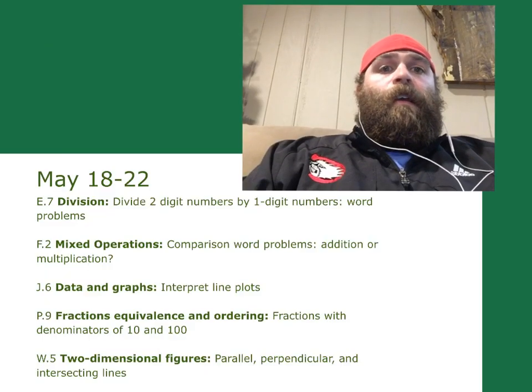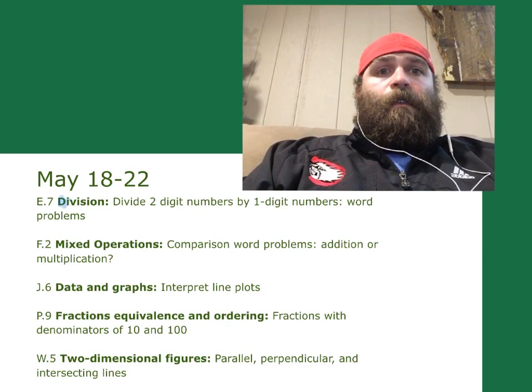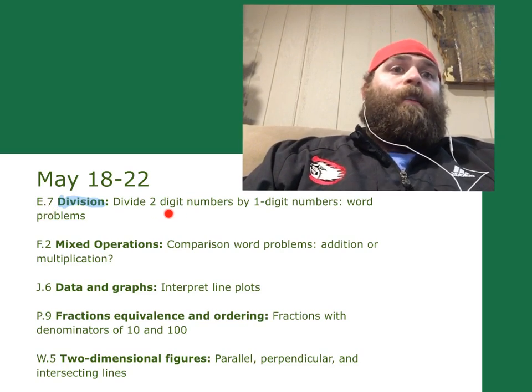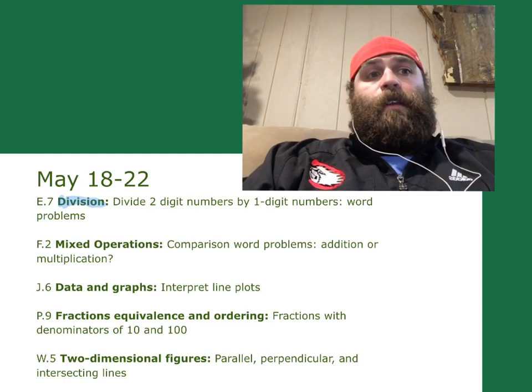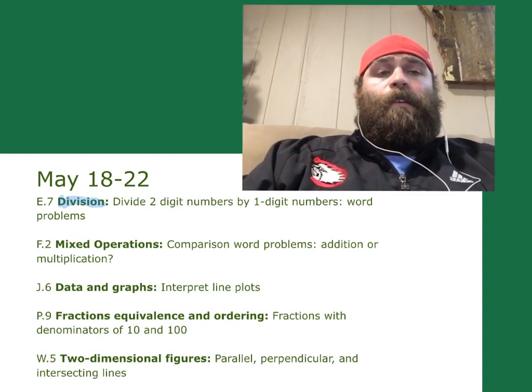So here they are. I tried to make this really simple, so you can see the division part, and you can see which one of division you need to do. It'll be the seventh one, and that's divide two digits by one digit numbers with word problems. So very similar to last week, only this week it's got word problems with it. So you have to kind of figure out what to do with the different numbers and what to do with the remainders.